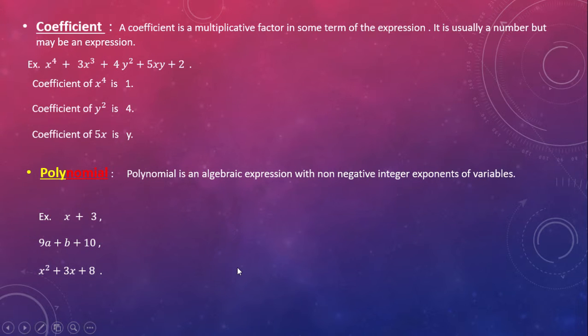The next example, x square plus 3x plus 8. Here x is the variable. In the first term x square, the power of x is 2. In the second term the power of x is 1. Therefore, the power of x is a non-negative integer. Therefore, x square plus 3x plus 8 is an example of polynomial.